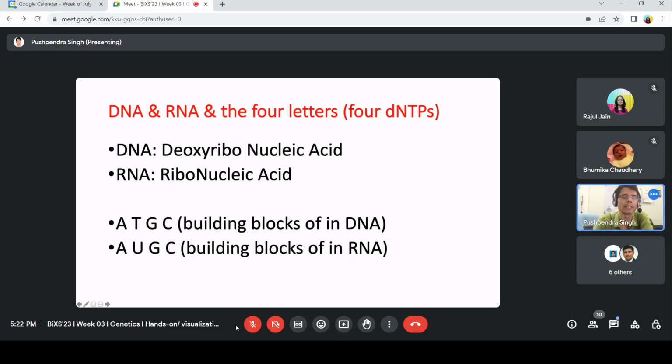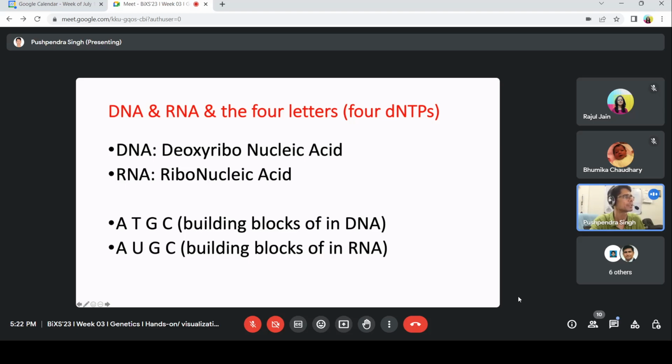Where does this deoxygenation take place? Where is this removal of one particular oxygen atom that basically gives it its name as DNA? But DNA is made up of four letters: A, T, G, and C. Adenine, thymine.